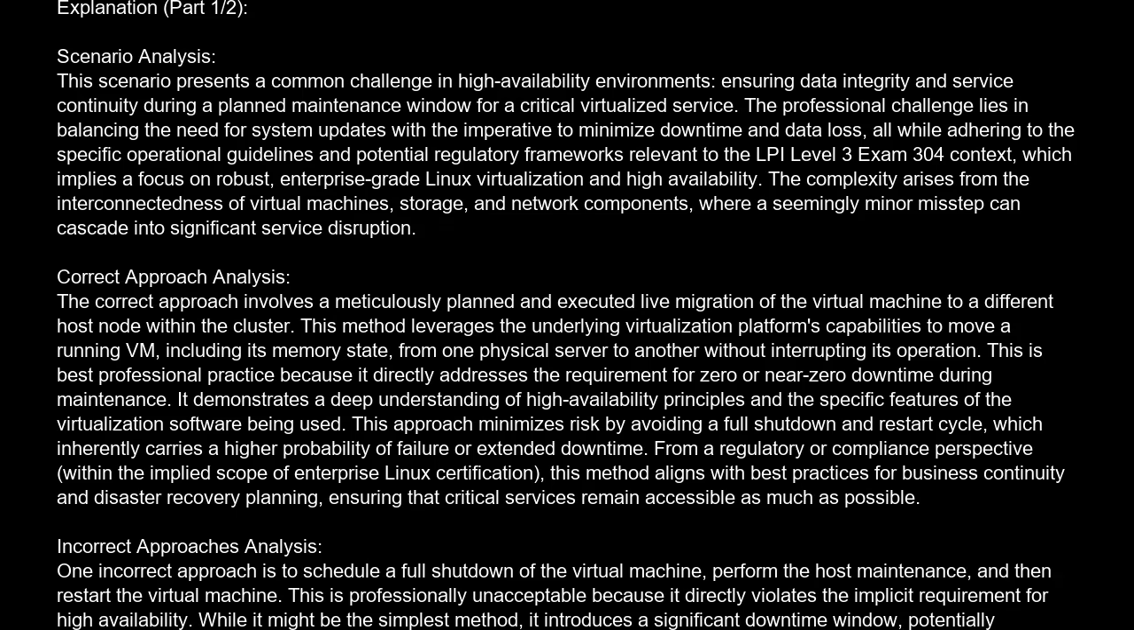The correct answer is C. Initiate a live migration of the virtual machine to another available host node within the cluster before commencing host maintenance.